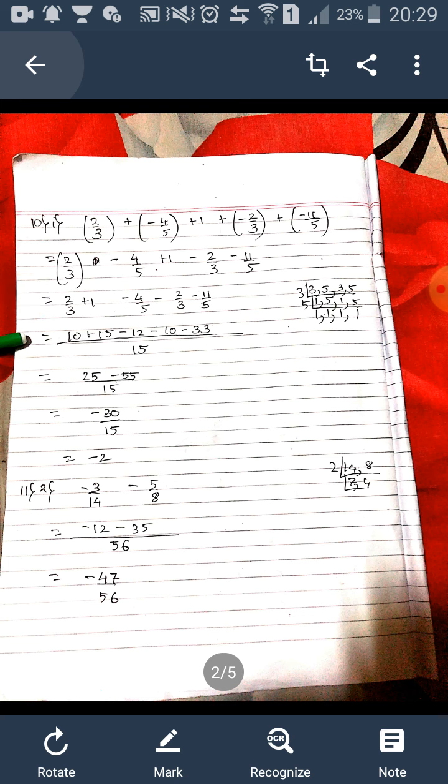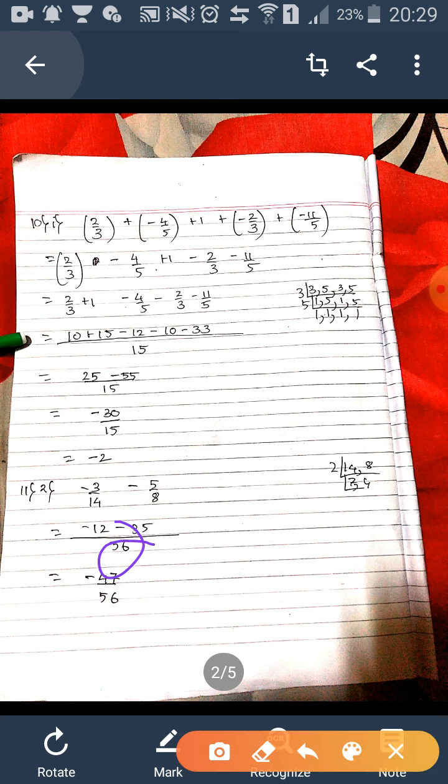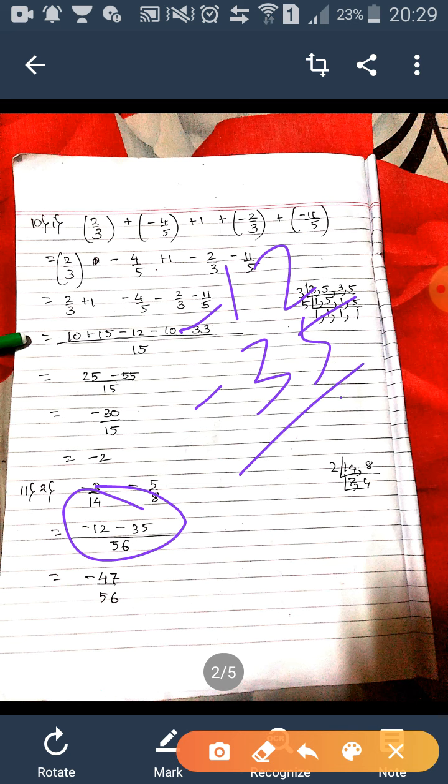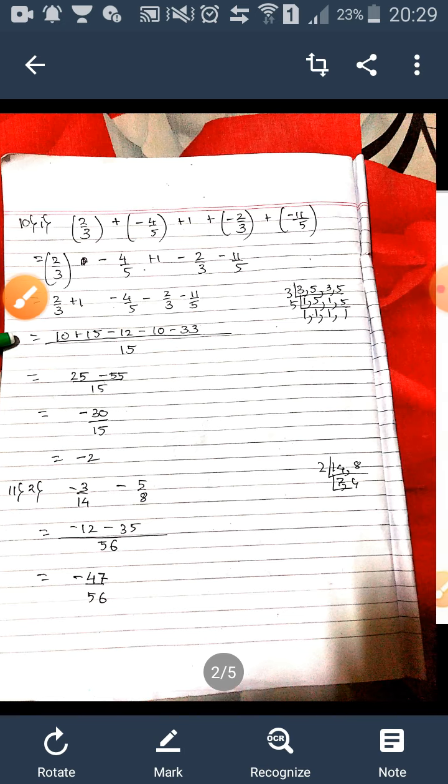Okay, I took the LCM of the denominators and I got minus 12 and minus 35 in the numerator. Minus 12 minus 35, since they have the same sign, we will add them. It becomes 47. Yes, and since both of them have a minus sign before them, the answer also will have a minus sign, so it becomes minus 47 by 56.